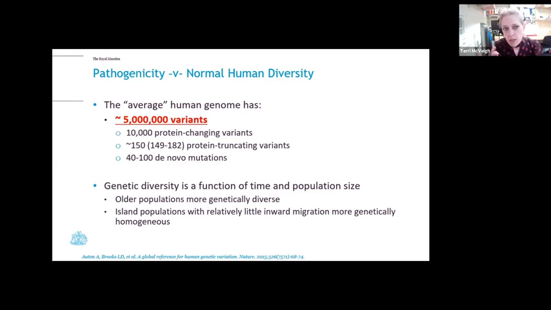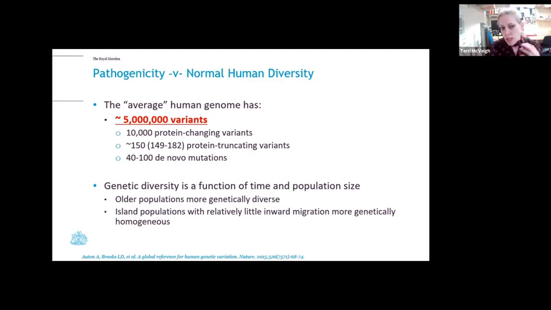But of those 5 million variants, about 10,000 of them will actually change the protein product of the gene in some way. And about 150 of them will actually shorten the protein product. And between 40 and 100 of them have not been inherited from one of your parents. And I'm not getting into non-paternity or anything like that. This is literally just human evolution changing from one generation to the other.